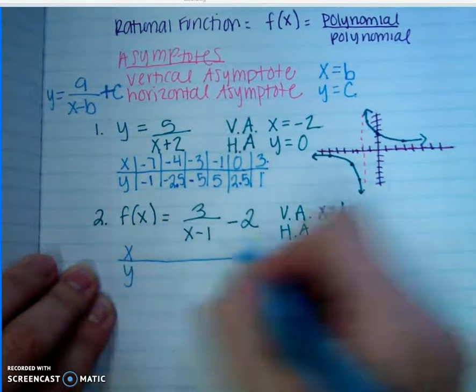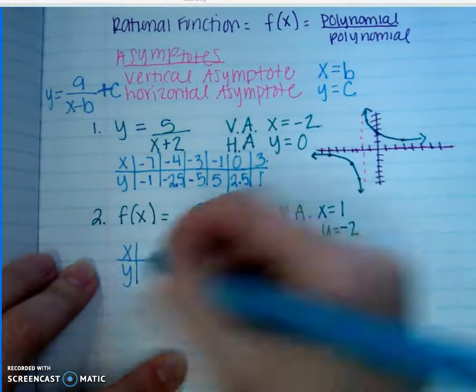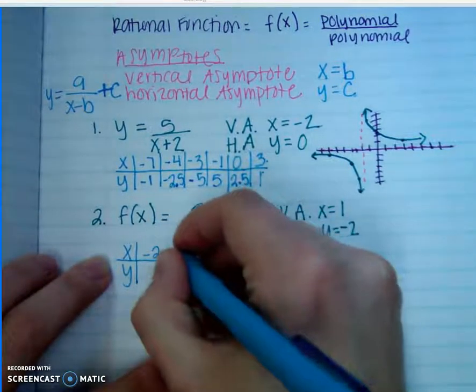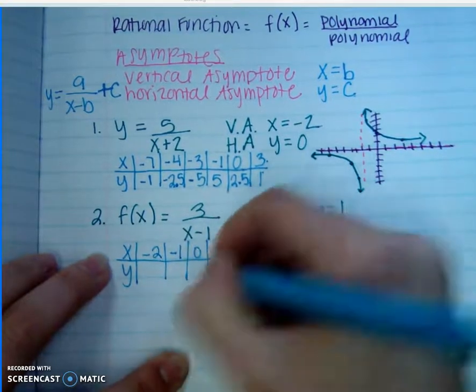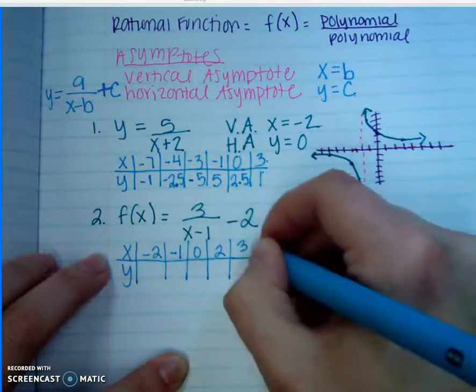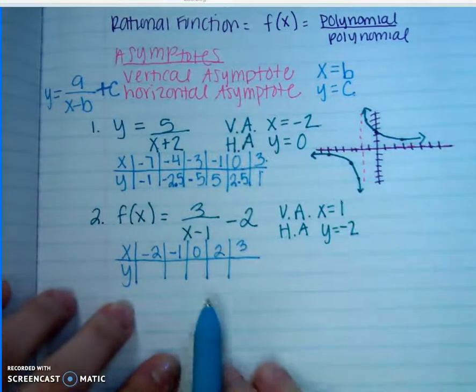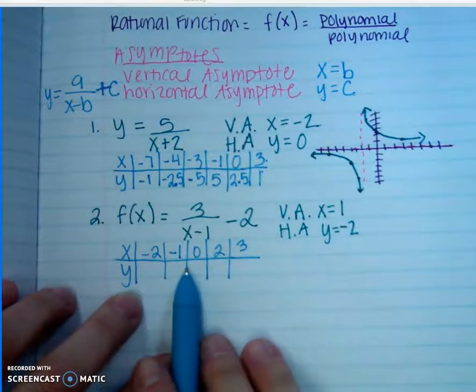Okay? I'm going to sketch out my table. Again, I want my values to be close to this one, but obviously it can't be 1. So let's say -2, -1, 0, 2, 3, and I think that's good enough. Okay, remember, X can't be 1, but can be all those other things.